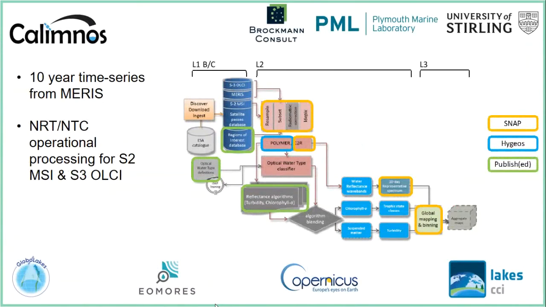The processor that came out of that research is called Calimnos, and in the Global Lakes project we used that to produce 10-year time series of water quality data for about 1,000 of the world's largest lakes from MERIS data. More recently, that same processor, Calimnos, has been used in an operational context for processing of Sentinel-3 OLCI and Sentinel-2 MSI data. That's been developed through a Horizon 2020 project called EOMORES. It's also the processor behind the water quality data in the Copernicus Land Service and will contribute to the Lakes CCI project funded by ESA. I'm not going to go into the technical details of the processor, but I'm happy to discuss that after this session.